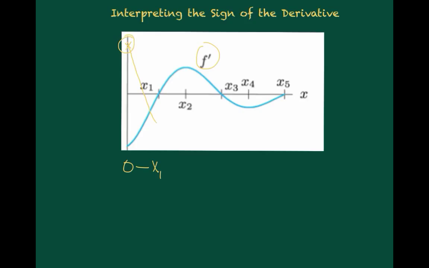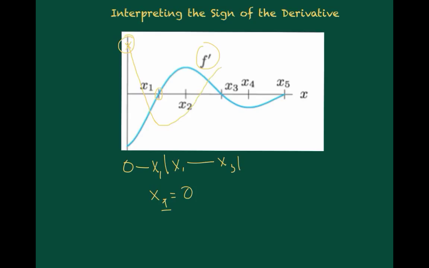Now, at x sub 1, the derivative is equal to 0. So that means that I have a minimum or a maximum. And since I was decreasing, and then from x1 all the way to x3, the derivative becomes positive, I know that my function is going to have to start increasing. So let's turn it around and start increasing.